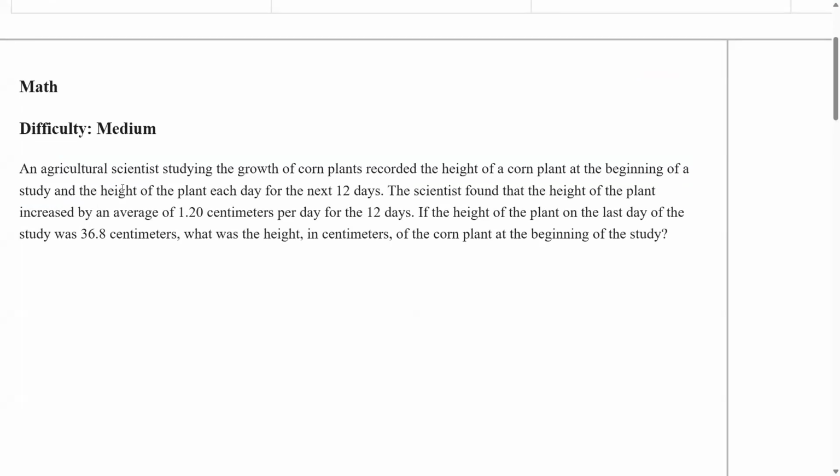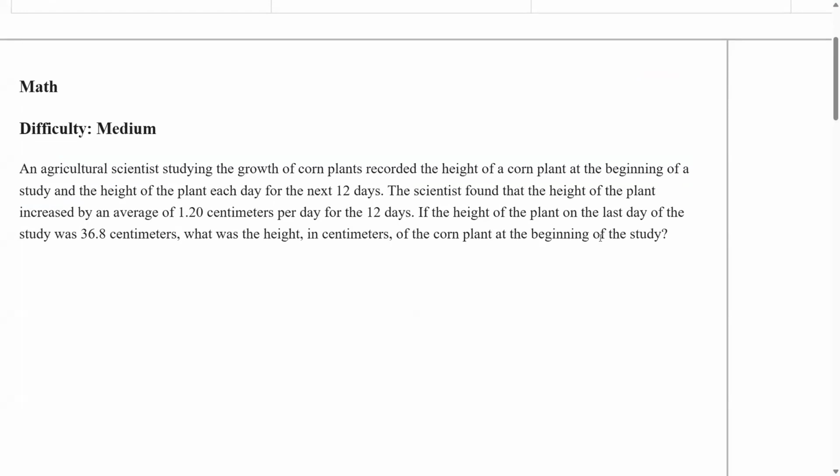An agriculture scientist studying the growth of corn plants recorded the height of a corn plant at the beginning of a study, and the height of the plant each day for the next 12 days. The scientist found that the height of the plant increased by an average of 1.2 centimeters per day for the 12 days. If the height of the plant on the last day of the study was 36.8, what was the height in centimeters of the corn plant at the beginning of the study?